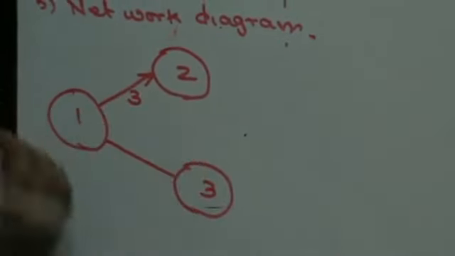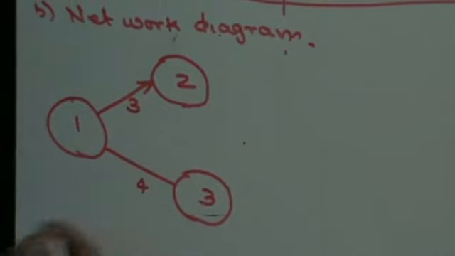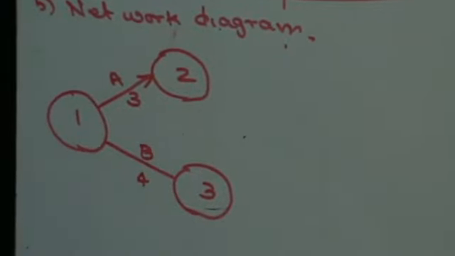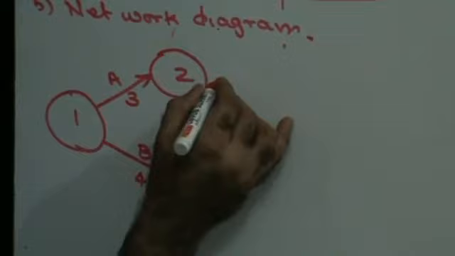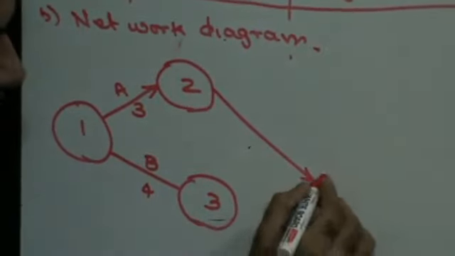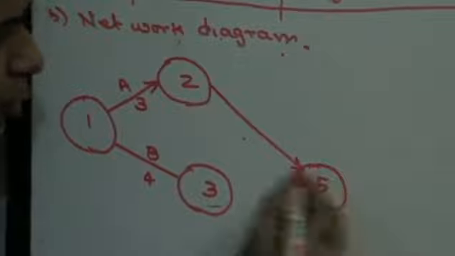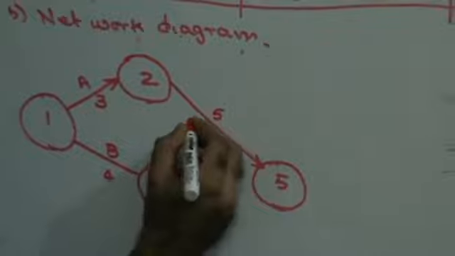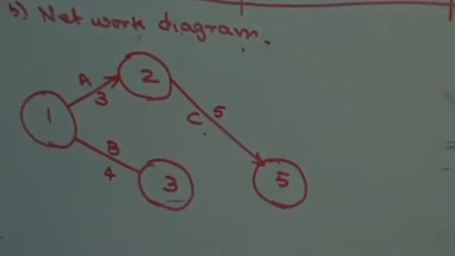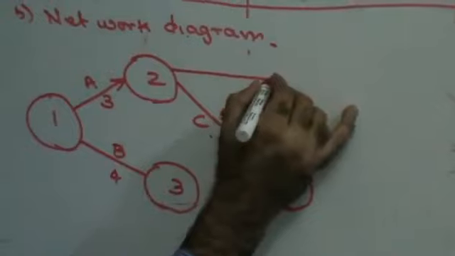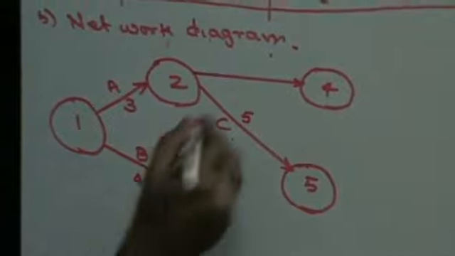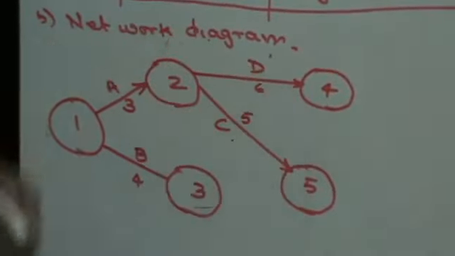right? 1 to 2, the expected time is 3 weeks. 1 to 3 expected time is 4 weeks. We will call this activity A and this activity B. Then 2 goes to 5, the time is 5 weeks. We will call this activity C. Then 2 goes to 4. The time here is 6 weeks. We will call this D.